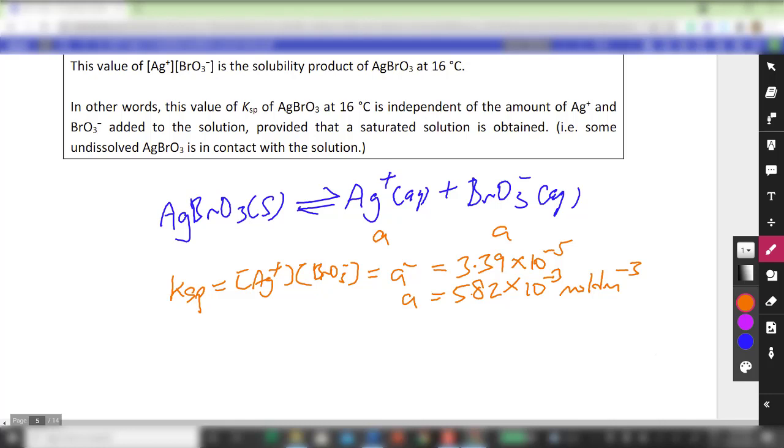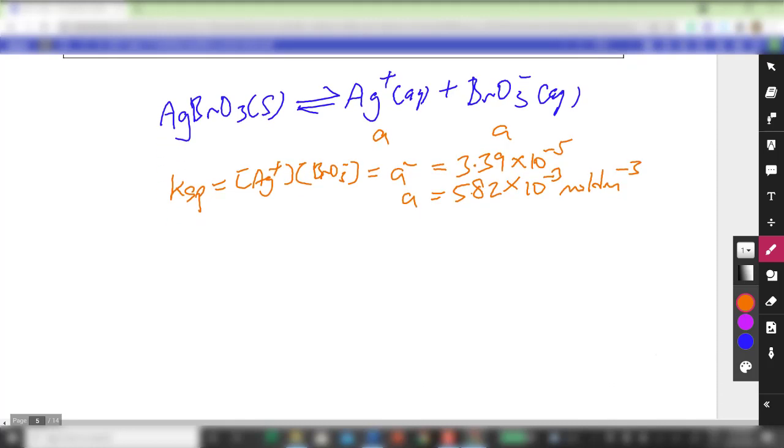But does it mean that the values of silver ion and bromate in aqueous solution must only take this value? Does it mean that it can only take 5.82 times 10 to the power minus 3? The answer is no. It need not just take this value. In fact, I can have an infinite combination. Let me give you an example.